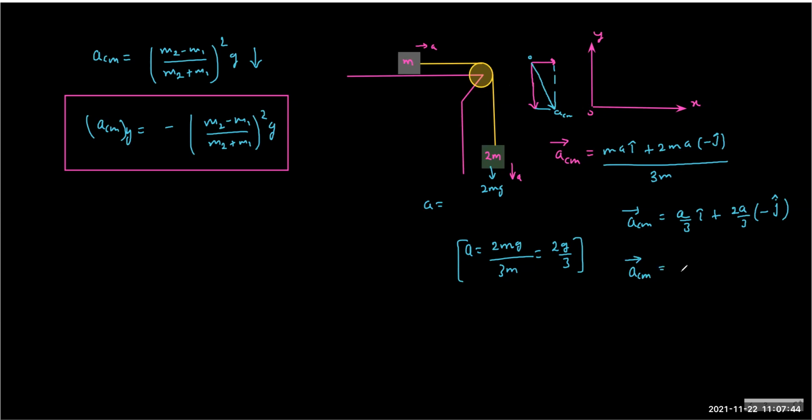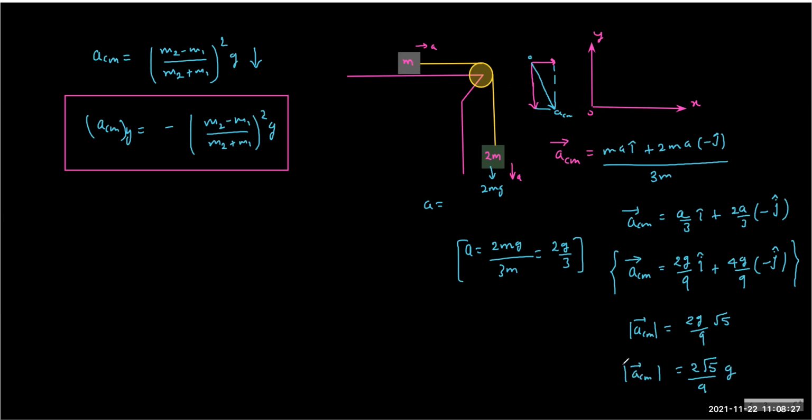And A by 3 is how much? It's 2g by 9. And this will be 4g by 9. So this is a way of writing the answer of ACM. Or if you want to find the magnitude, if you want to take the modulus, you can take it just like the way you do. So it's 2g by 9 common, and then it's 1 square plus 2 square, which is root 5. So the answer is 2 root 5 upon 9 into g. That's the magnitude if you want to find.